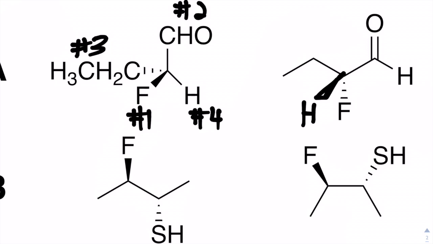Okay, so now that we've assigned all the priority, let's trace this. So 1 to 2 to 3. But we need to place it where that fourth group is away from us. So this one's a little bit different. We haven't seen this one before, where the fourth group is in plane. So we can do a couple of things.